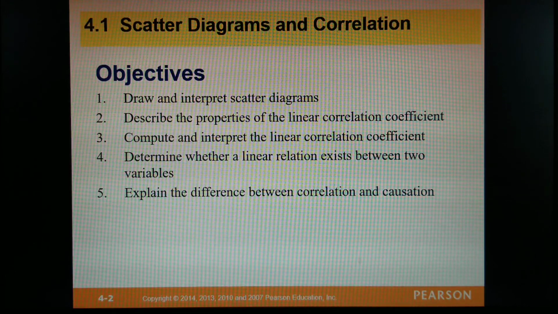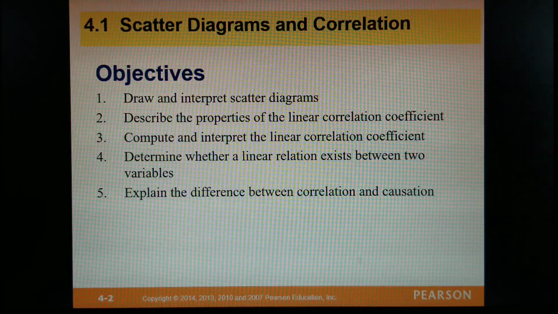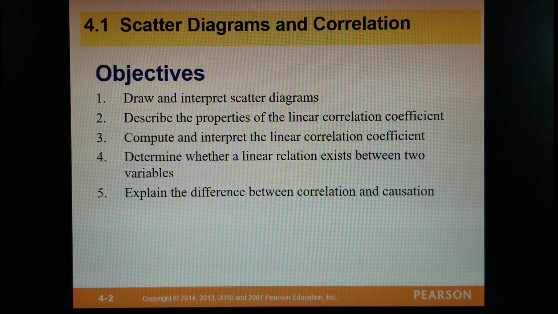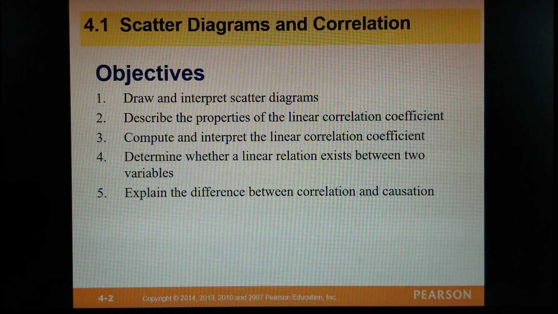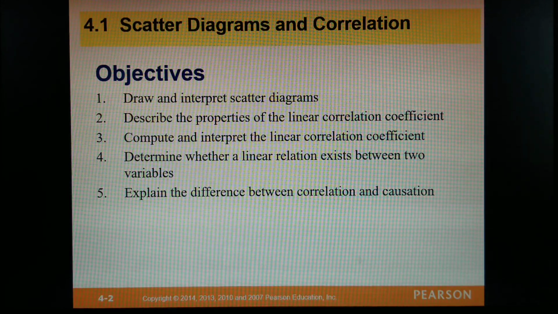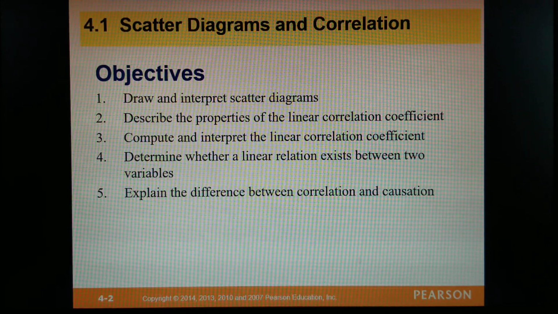Okay, so in statistics 4.1, we're going to be discussing scatter diagrams and their correlation. We're going to draw and interpret scatter diagrams. We will describe the properties of the linear correlation coefficient, compute and interpret the linear correlation coefficient, which is going to be what our R equals, and determine whether a linear relationship exists between the variables. And we definitely want to talk about the difference between correlation and causation also.